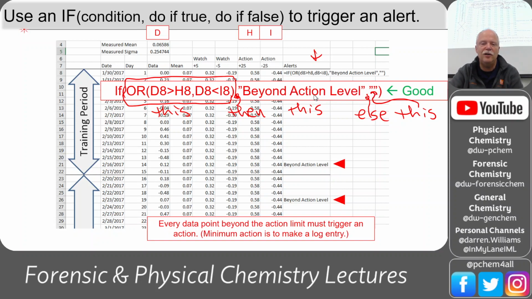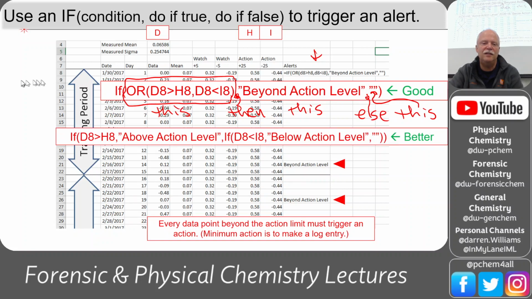So this is a good way to do it, but this is better, okay? This is a nested if-then statement. So I'm going to test the upper limit first. These are Excel formulas, and so I'm going to come over here, once I find my little pen, and I'm going to say it's equal. So equals if, open parenthesis, if D8 is greater than H8, I'm testing it against the upper limit. Then, so here's the first comma, then say, in quotes, above action level. Else, so that's the second comma, else, do another if.